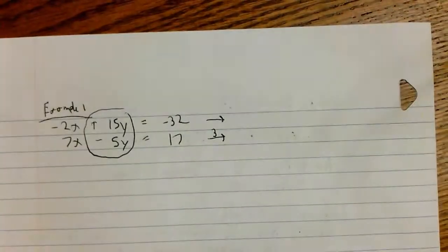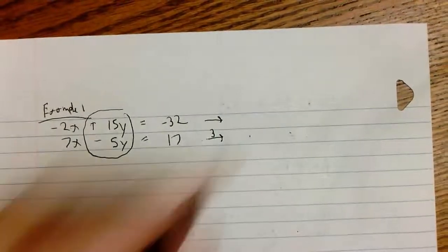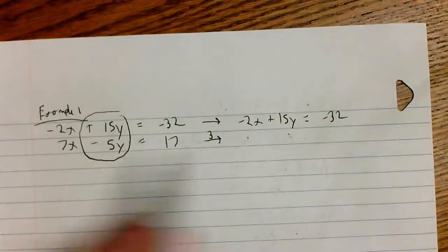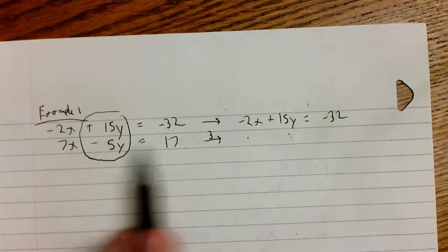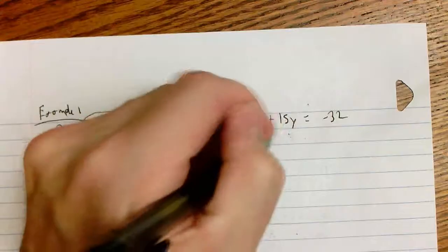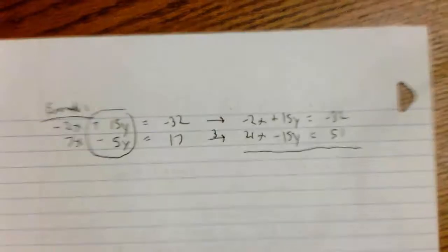I usually make these little arrows, not that important. The top equation does not need to be multiplied by anything, so I'm just going to rewrite it: negative 2x plus 15y equals negative 32. But the bottom equation I'm multiplying by 3. The biggest mistake I see people make is they forget to multiply everything by 3. 3 times 7x gives me 21x, 3 times negative 5y gives me negative 15y, and 3 times 17 gives me 51. I'm now ready to add my equations together.